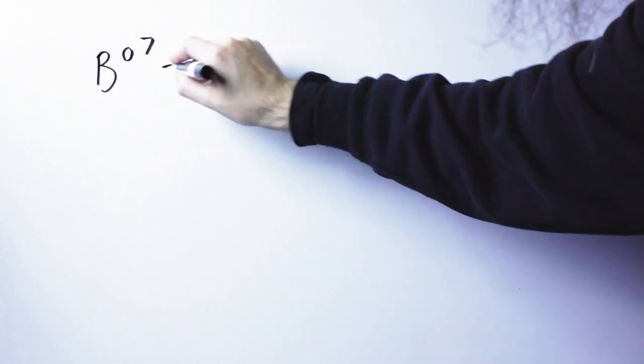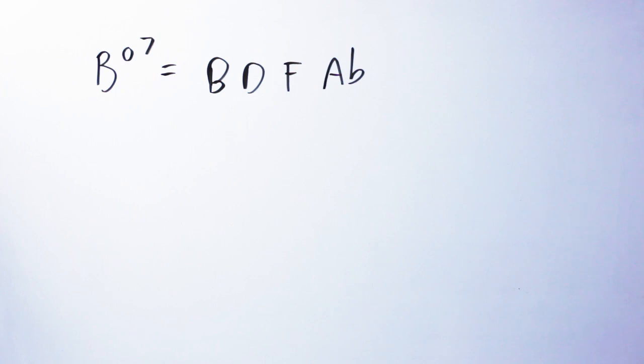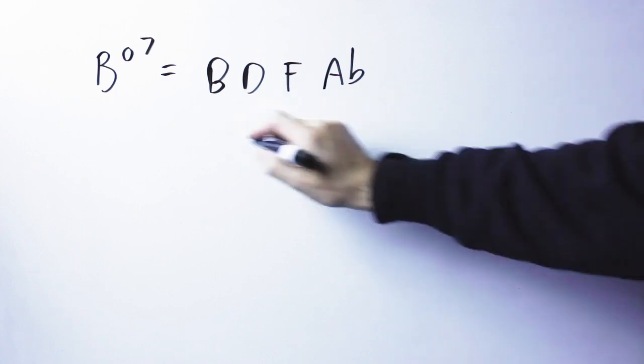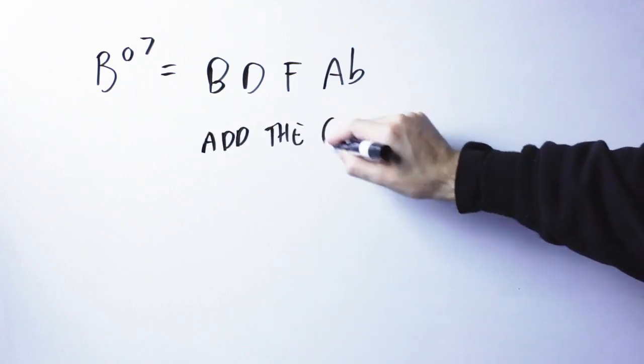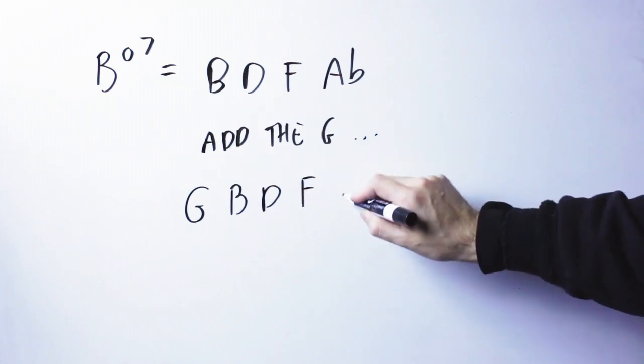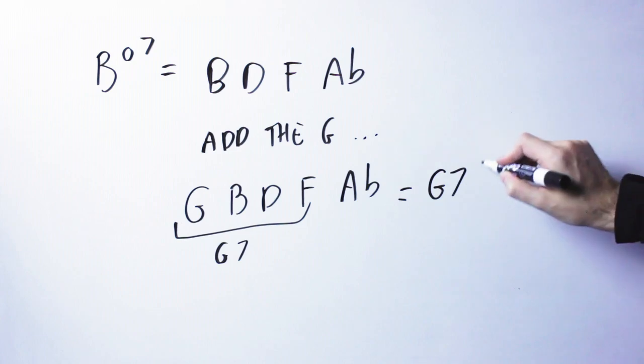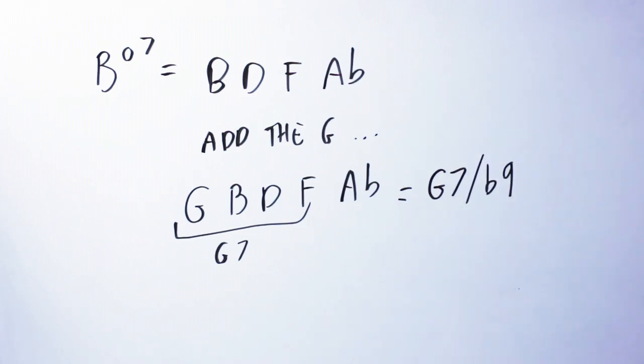Now, what happened with the other diminished chord? For instance, if I have a B diminished 7th, the notes are B, D, F, and A flat. Well, let's see what happens if we add back a G to act as a root. We will have a G7: G, B, D, F, and we'll have this A flat.